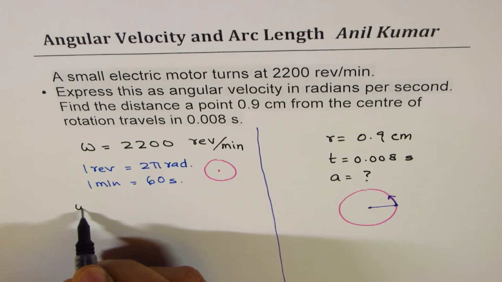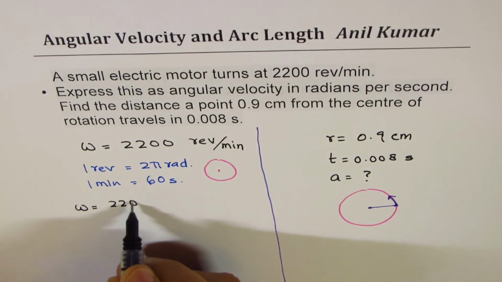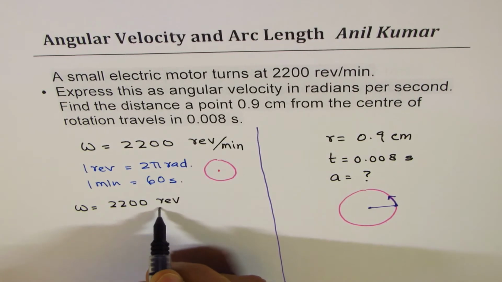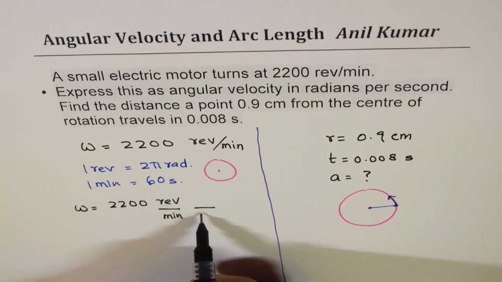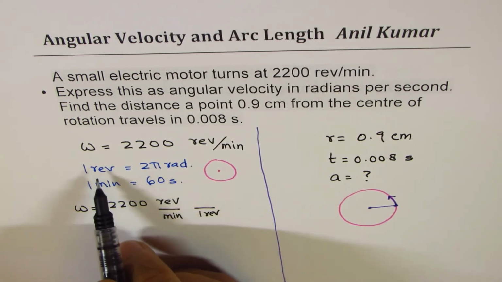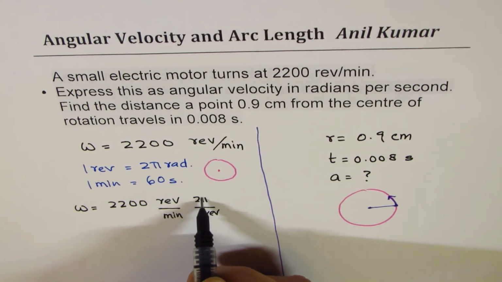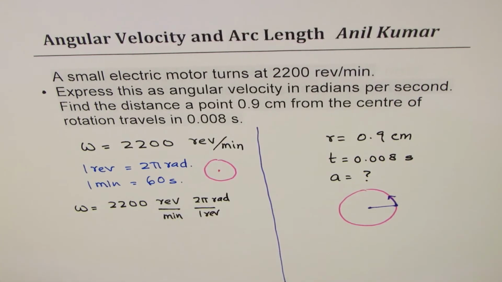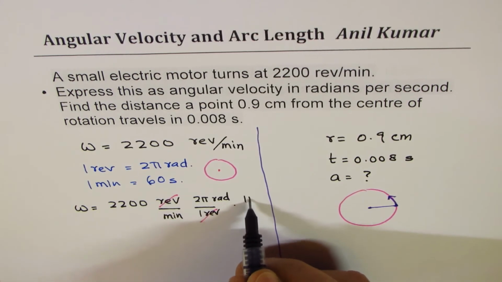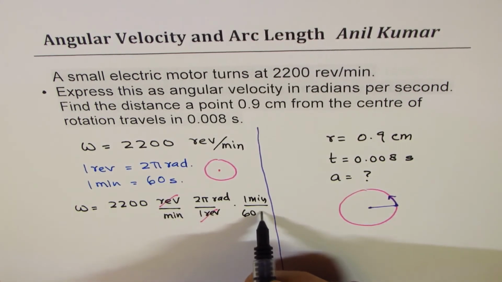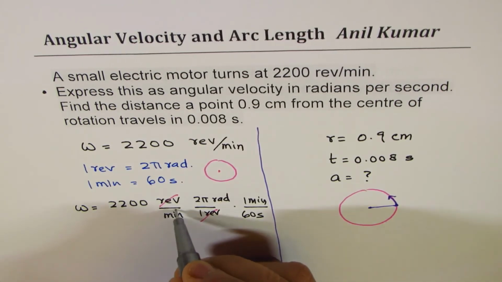So we are given here angular velocity omega as 2200 revolutions per minute. Now we don't want revolutions, we want radians here. So I have to divide by 1 revolution, right? And 1 revolution is 2 pi radians, so I'll multiply by 2 pi radians. That is going to help us to get radians in the numerator. Now what should I do with minutes and seconds? I have minutes here. I have to cancel these minutes. So I'll say 1 minute is equal to 60 seconds. That helps to cancel the minutes.